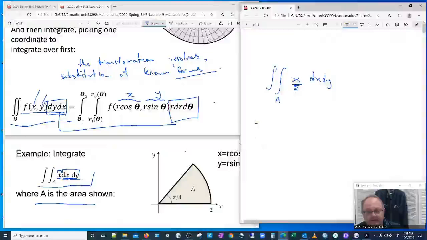Well, previously we see it. So we've got our integral. X is going to be replaced with r cos theta. What are we replacing? There's no y, so we're only doing x. What are we replacing dx dy with?